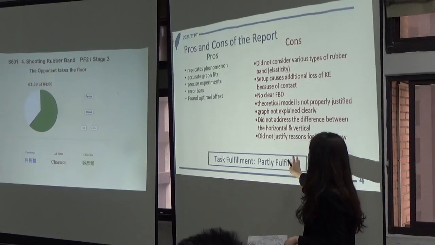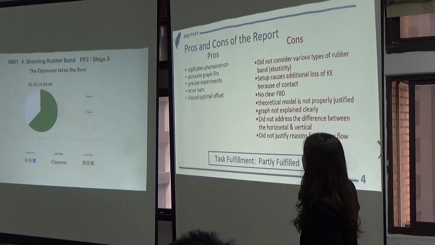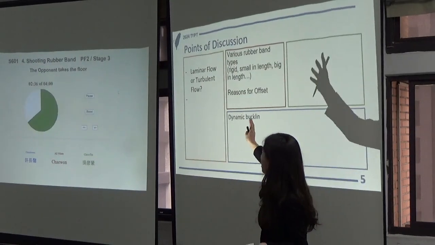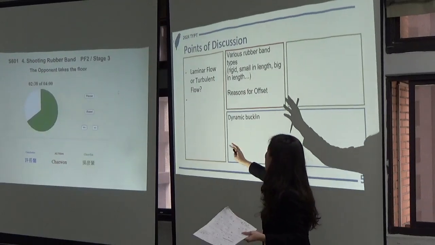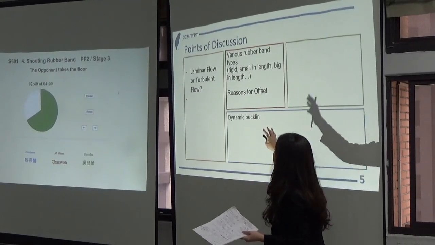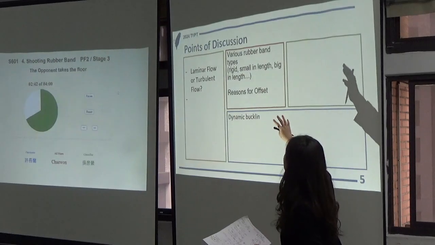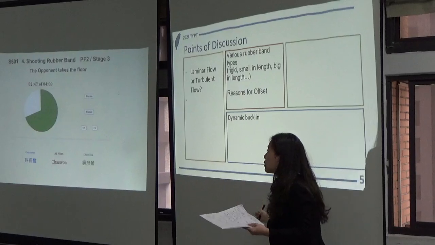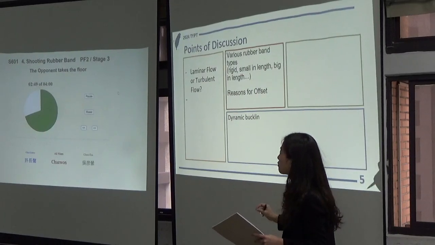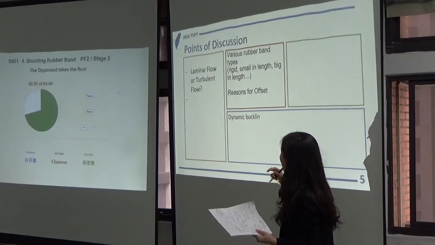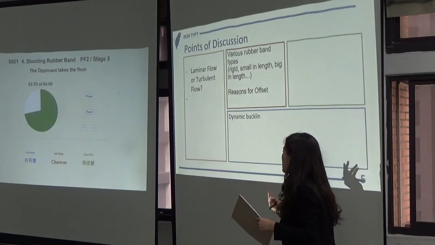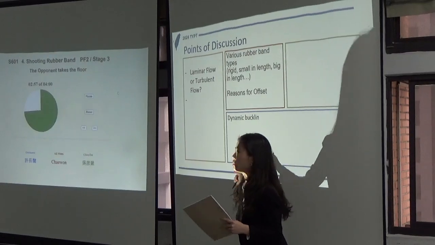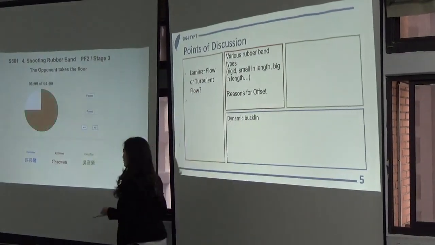And the reporter also did not justify the reasons for laminar flow. So in our points of discussion, we will discuss whether the rubber band experiences laminar flow or turbulent flow, the various types of rubber bands and the impacts they have on the experiment, and also the reasons for offset. We also want to discuss the drag forces and what additional forces will impact the rubber band force. Can we move on to the discussion? Okay, move on to the discussion.